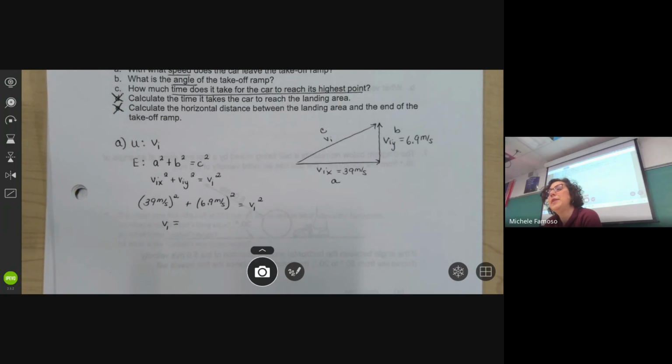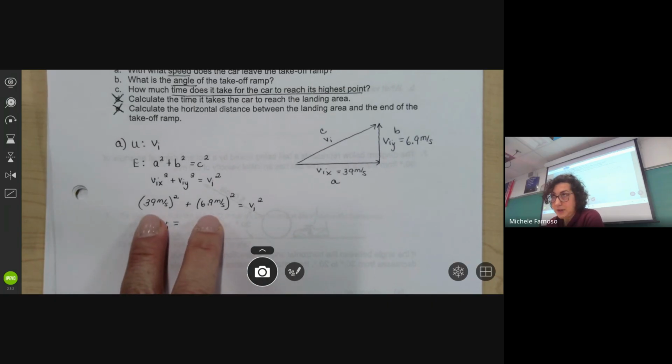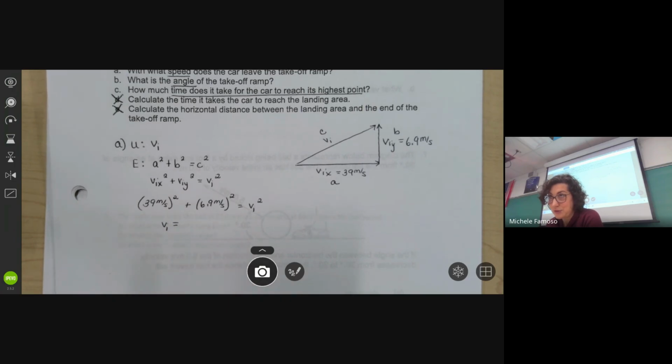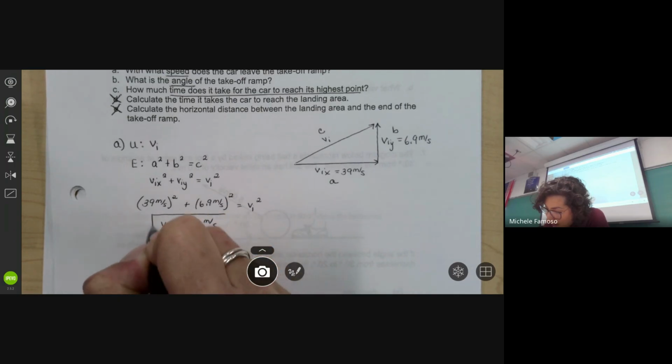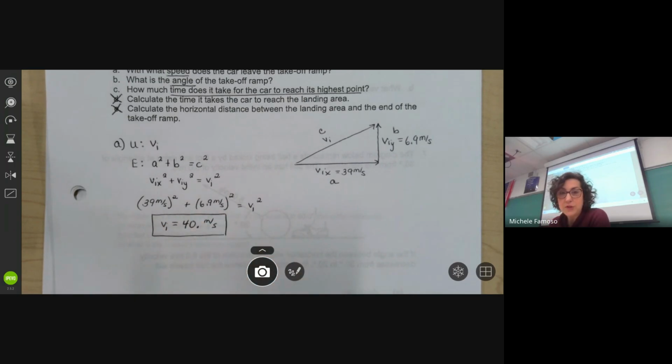Emma, can you tell me what that means the initial speed is? Okay, let's take a look at our sig figs. How many sig figs do these numbers have? Yeah, so what should you round your answer to? 40 meters, 40 point, there you go. 40 point meters per second would be the correct answer with the two sig figs that we need.